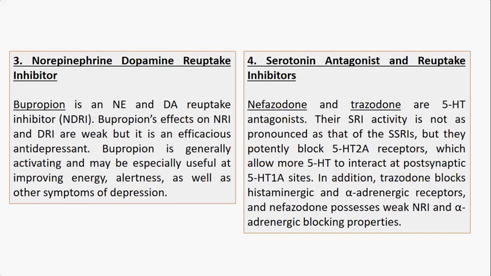بالإضافة إلى عملهم على هذا الريسبتور، أيضا trazodone blocks histaminergic and alpha adrenergic receptors, and also nefazodone possesses weak norepinephrine reuptake inhibition and alpha adrenergic blocking properties. مثل ما شفنا طلاب، يعني مثل ما قلنا بداية المحاضرة إنه different drugs that belong to the same class have different pharmacological properties. هذا الشيء اللي يميز الانتي ديبريسنت.